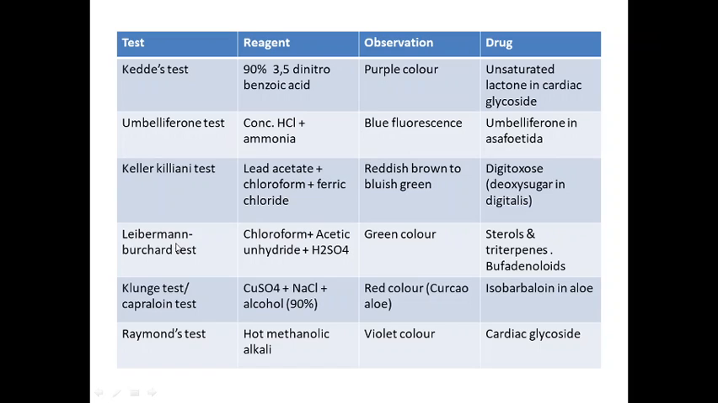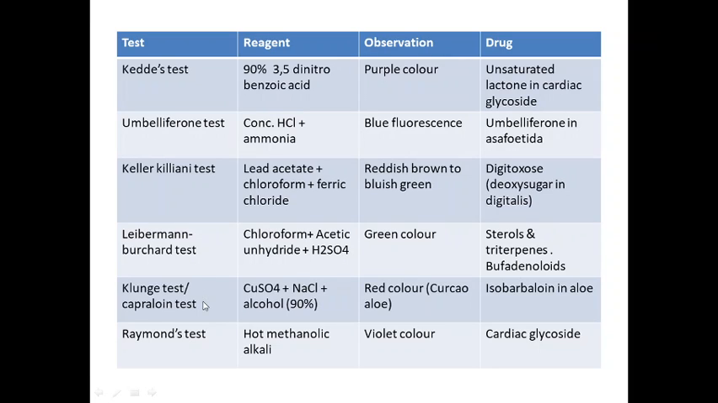Next, the Liebermann-Burchard reaction or Liebermann-Burchard test. It is used for the identification of sterols and triterpenes as well as bufadienolides. Bufadienolides, that is your glycosides. Chloroform, acetic anhydride and sulfuric acid are used as a reagent, and the sterols and triterpenoids show a green color in the presence of the reagent, that is the Liebermann-Burchard test.